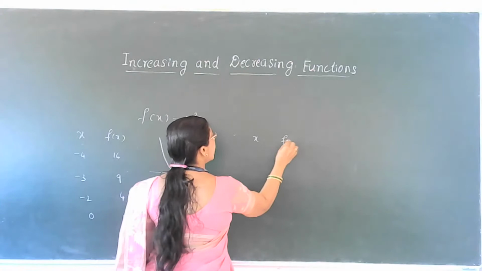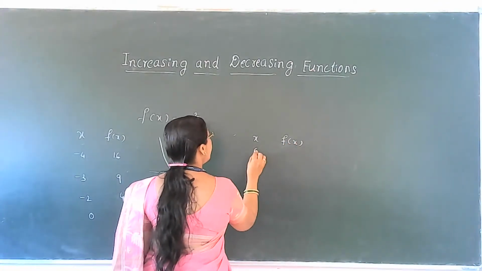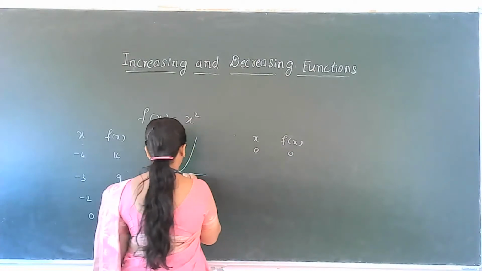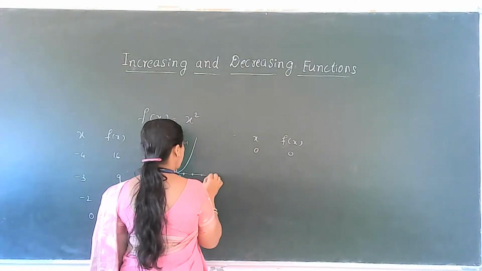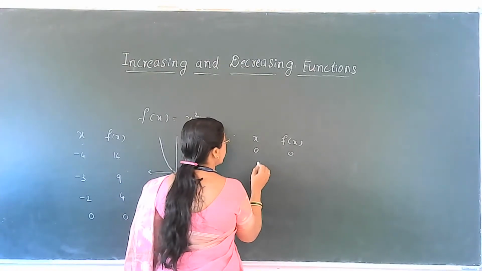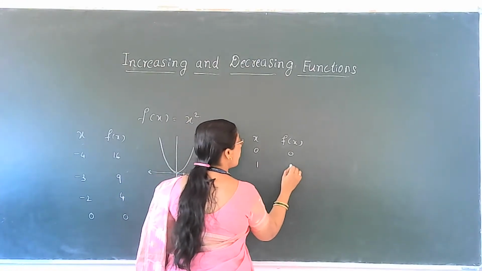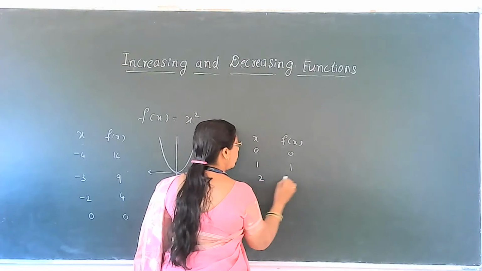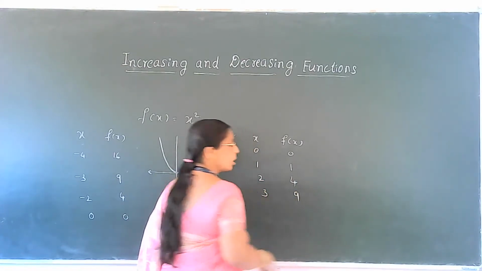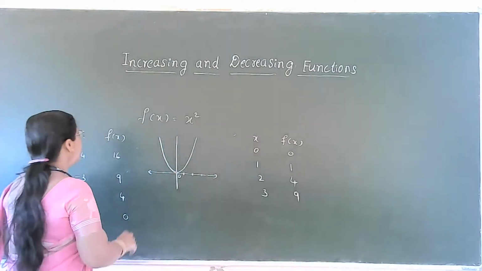Then we take x and f of x. If x is 0, f of x is 0. On the positive side, greater than 0: if x is 1, f of x is 1. If x is 2, f of x is 4. If x is 3, f of x is 9.